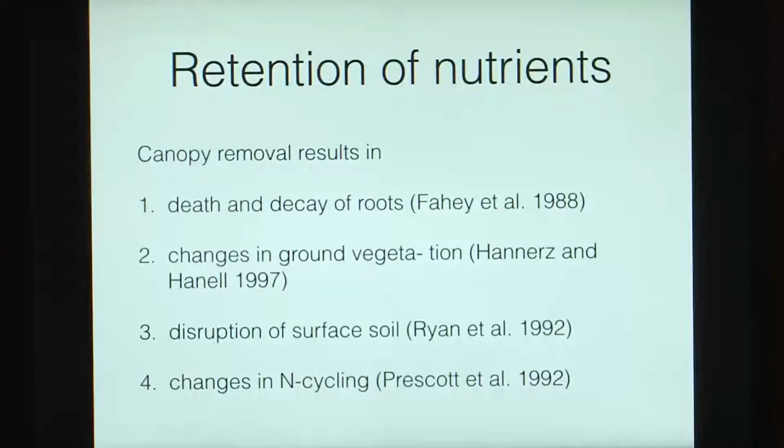Now, if you remove the canopy from a site, it would result in the death and decay of roots. So how do you remove a canopy? You could just clear fell a forest. So the removal of its top layer would result in the death and decay of the roots as well, because now the roots are not getting any nutrients. It would result in changes in ground vegetation.